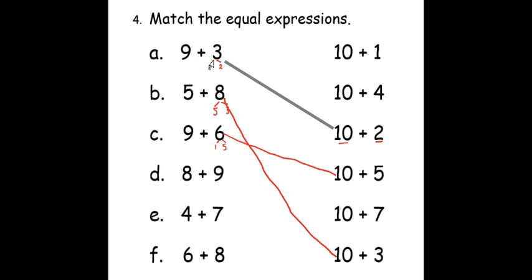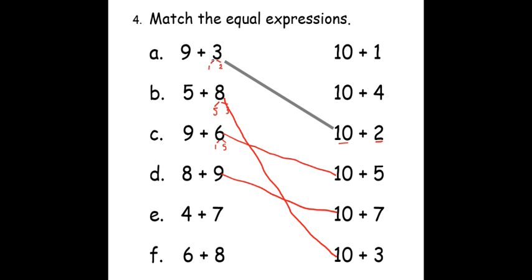Now what we want to do is try to get the students to do this in their head. Here I'm adding 8 plus 9. Well, I can take 2 from the 9 and give it to the 8. That makes 10. That leaves me with 7 more. So 8 plus 9 is the same thing as 10 plus 7.